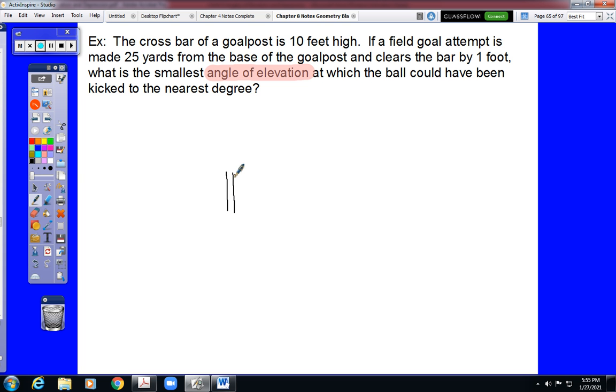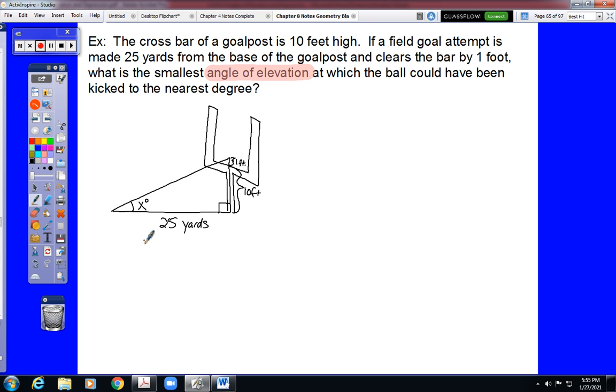So we're going to be starting off with our basic angle of elevation picture. Now I'm going to get fancy again just because not everybody knows what goalposts are. Goalposts are the things in football where we're kicking the ball through them. So they look kind of like this. What we're saying is that that football is being kicked through those uprights. It is clearing those uprights by 1 foot. The uprights themselves are 10 feet high. We've got our right angle right there, and we're asking what is the angle of elevation if we are 25 yards away from the base of the goalpost.